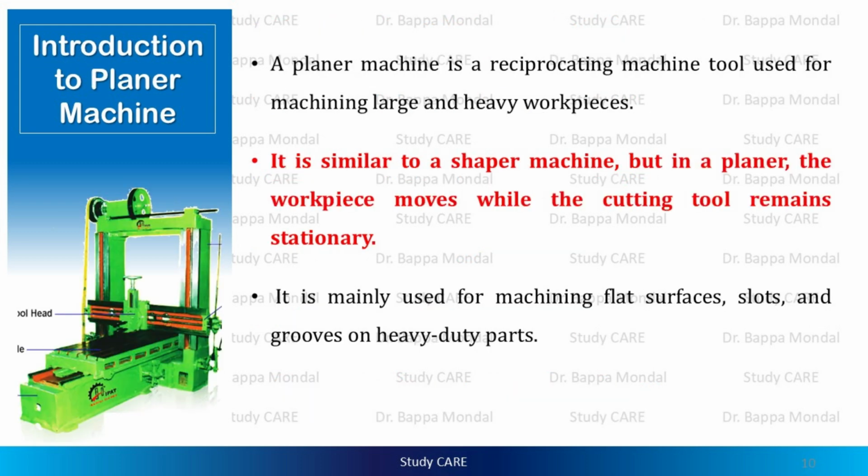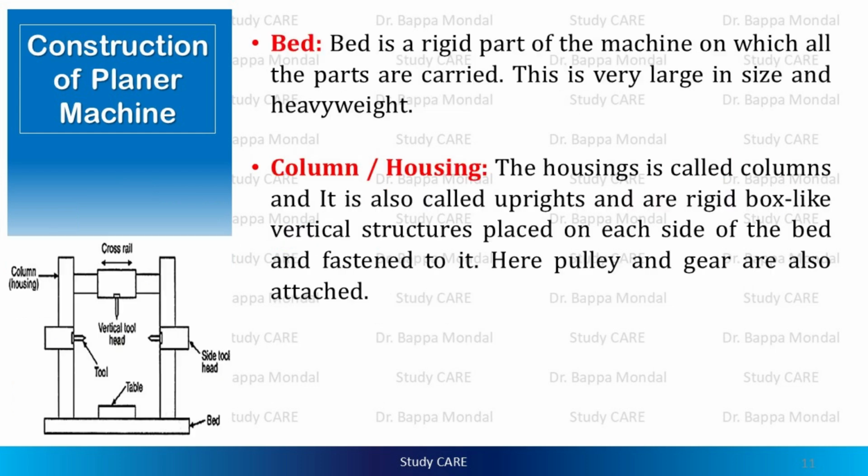Now we will discuss the planer machine. A planer machine is a reciprocating machine tool used for machining large and heavy workpieces. It is similar to a shaper machine, but in a planer, the workpiece moves while the cutting tool remains stationary. It is mainly used for machining flat surfaces, slots, and grooves on heavy-duty parts.